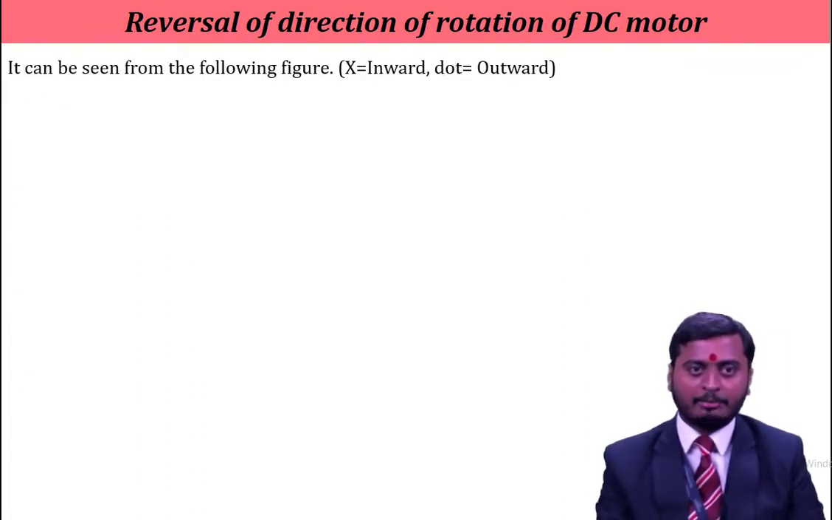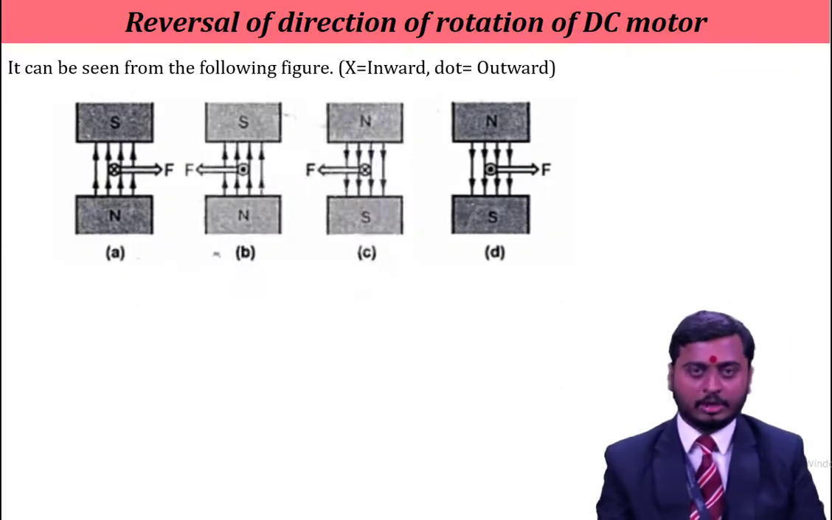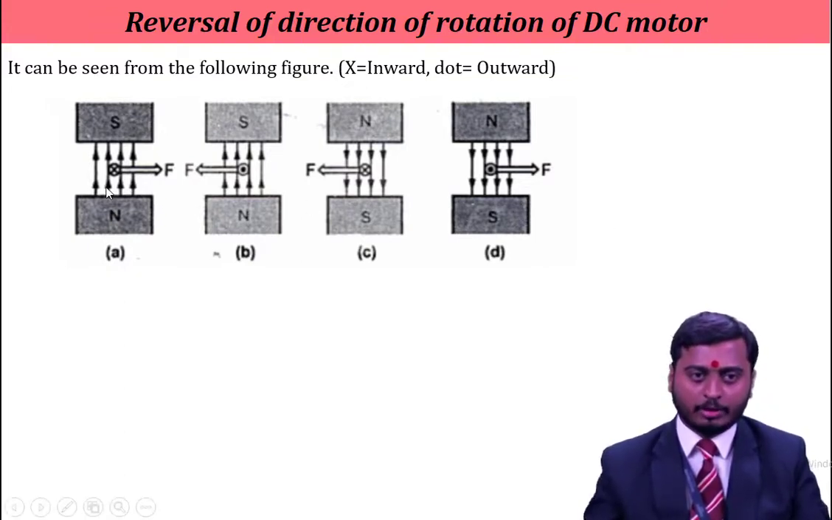Now it can be seen from this figure also. Here we have taken 4 cases. We know that a cross indicates inward current, and a dot indicates outward current. Now here please observe this first figure. This is your north pole, this will be the south pole. The direction of the field lines is always from north pole to south pole. Now here this is a cross, and here the force is given towards the right hand side.